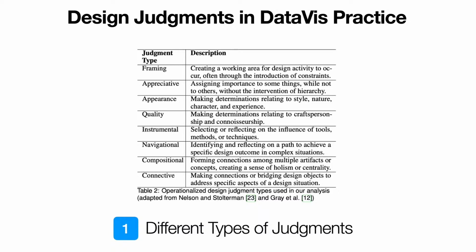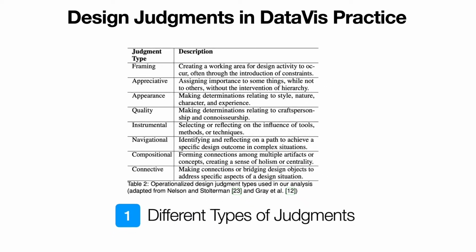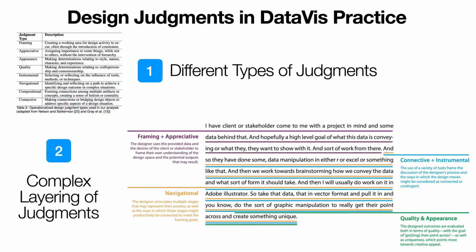We present an investigation into design judgment in DataVis practice. Our findings show how different types of judgments influence design decision-making. Our findings also show that judgments occur in complex and layered ways while designers move through their process. We discuss implications for future research and pedagogy.